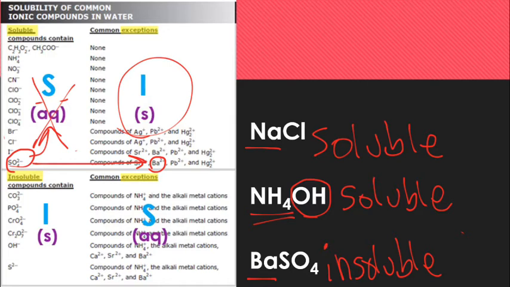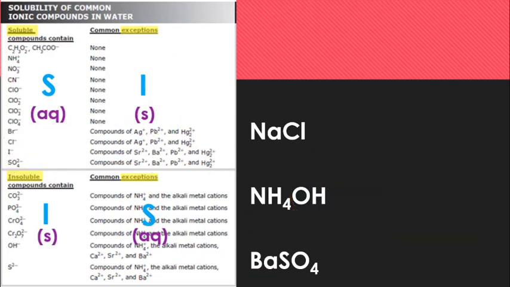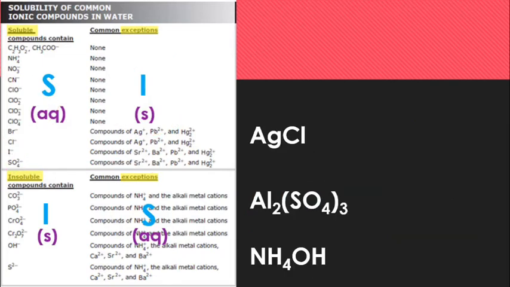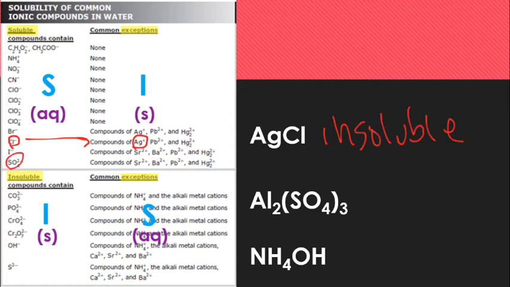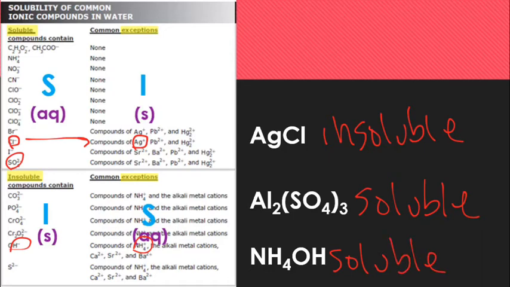Not too bad, right? The more familiar you get with this chart, the easier it's going to be. Remembering to start from the end is going to save you a whole lot of headache too. So next column, AgCl. I should be starting by looking at the Cl. Cl is in the soluble section, but if I follow this over and look at the exceptions, Ag is an exception. That makes this insoluble. SO4, aluminum is not an exception, so that is going to be soluble. OH, NH4, actually I think we've seen this one before, so no surprise that it's soluble.